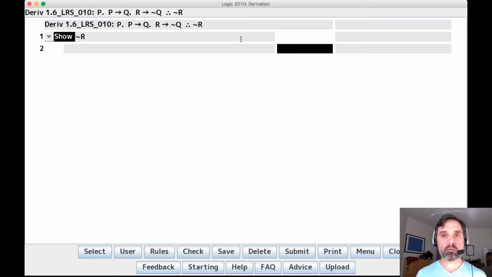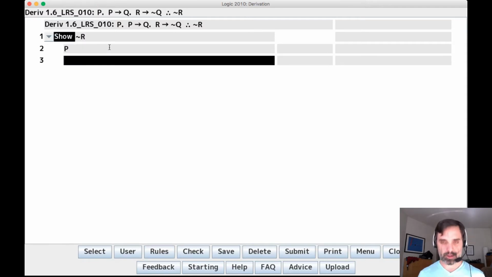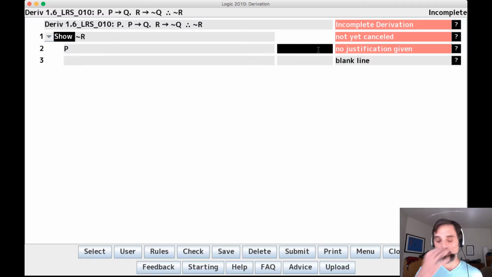Now the next thing we want to do is to put our premises into the derivation, so we can copy. Now if we just hit enter and we check it, this says it's incomplete, that's correct. This says not yet canceled. That's because the conclusion of a derivation is canceling that initial show line, and so this is telling us you're not done yet, you haven't canceled it yet. That's fine, no problem. But now this says no justification given, and that's a problem. Each line besides a show line does need a justification. So the justification for this is PR for premise.